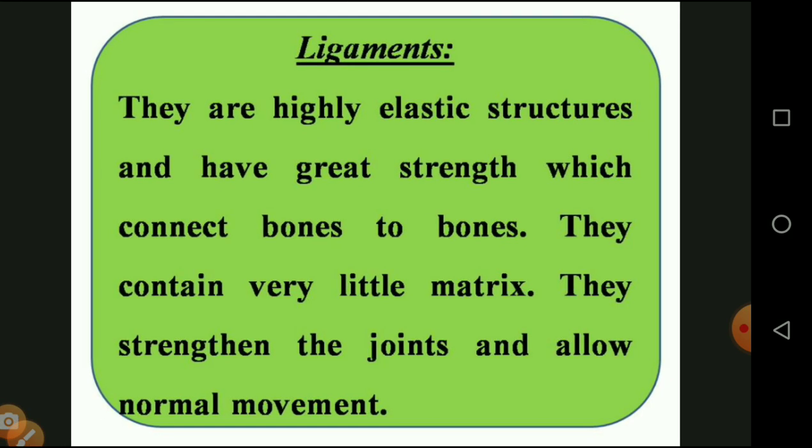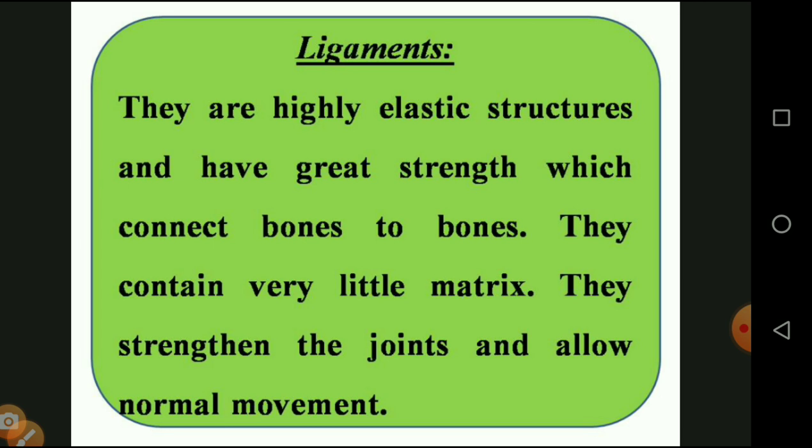They are highly elastic structures and have great strength, which connect bone to bone, available in the various parts of our joints, and they connect different types of bones. For example, the collar bone which is located on our shoulder, the knee bone which is located on our leg, are connected by these ligaments. They contain a very little bit of matrix. They are strengthened and joined to allow normal movement.